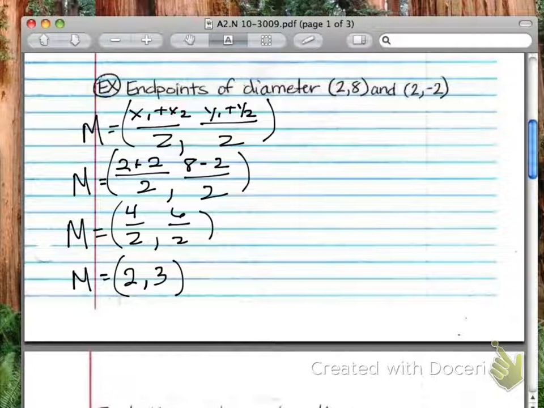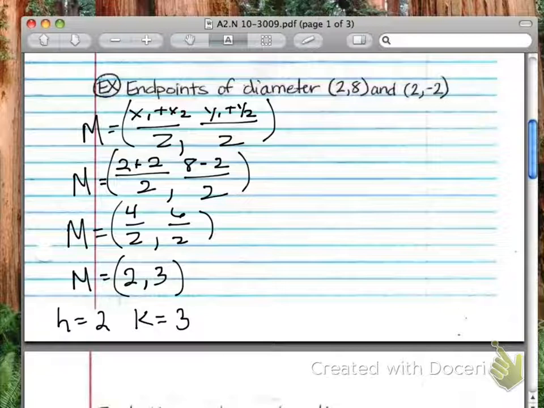So what do you know about h and k? h is 2 and k is 3. So we've almost got everything that we need in order to write an equation in standard form. But what are we missing? Radius. So how do we find this? There's two ways.